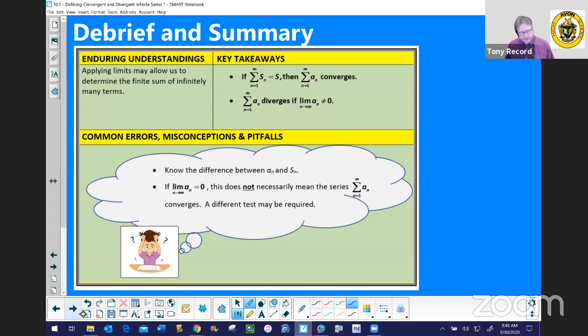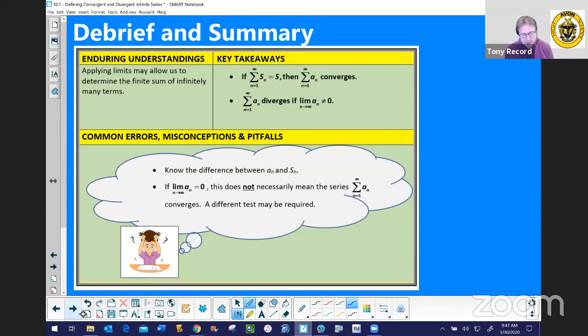So for debrief and summary here, if we kind of wrap this up and look at the enduring understanding that we're trying to convey, it's simply that we can see that applying limits may allow us to determine the finite sum of a group of infinitely many terms, right? It's an idea that still to this day blows me away. You can add an infinite number of things and get a finite result.